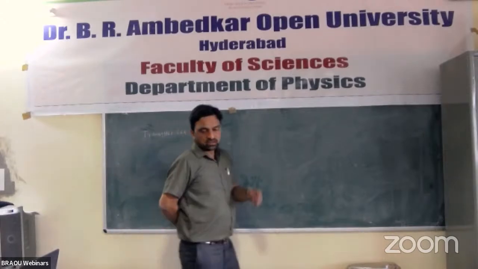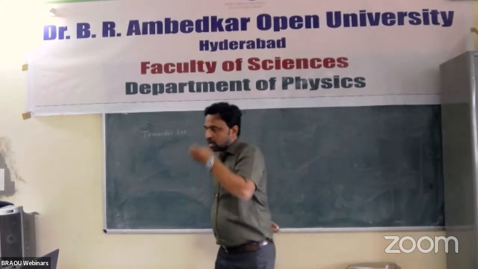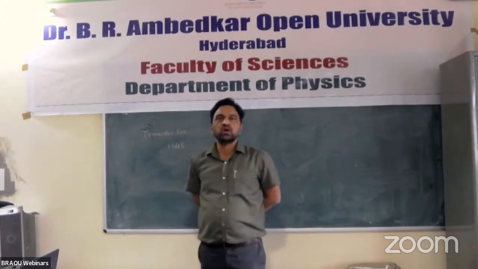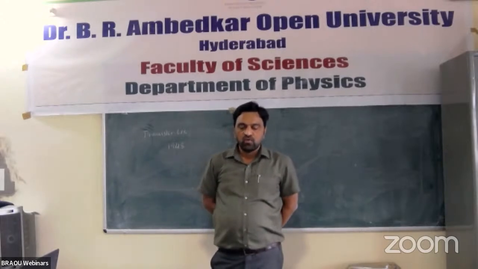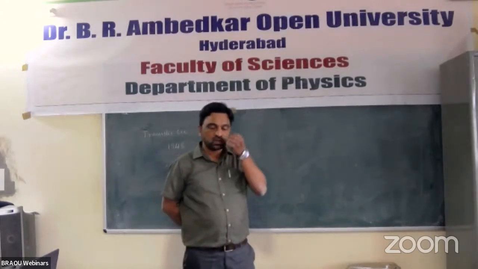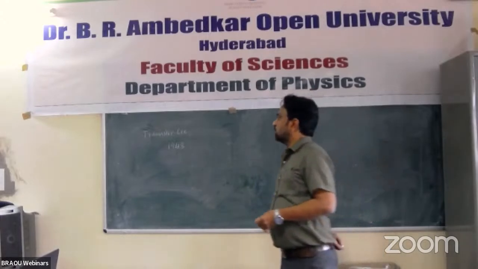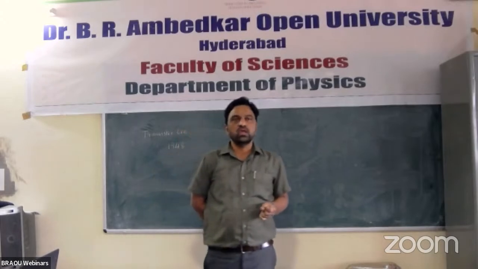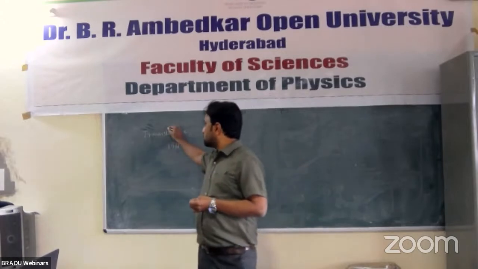Okay. This transistor was invented by 3 scientists at the start, in the year 1948. The scientists' names are John Bardeen, Walter, and Shockley. These are the 3 scientists who invented the transistor. For that, they were awarded the Nobel Prize in the year 1956, for the invention of this transistor.